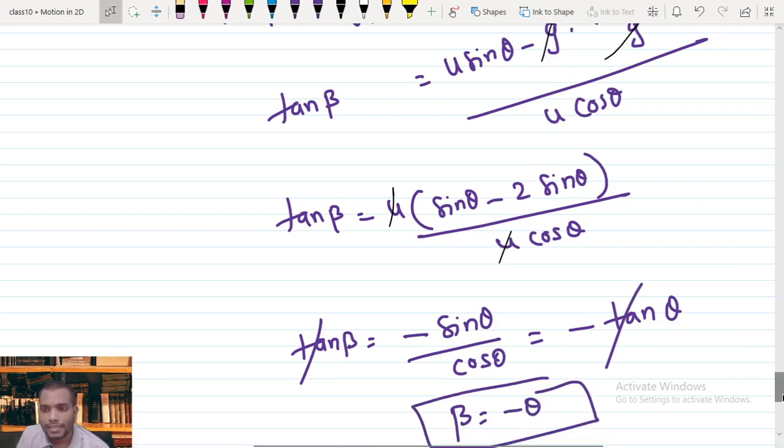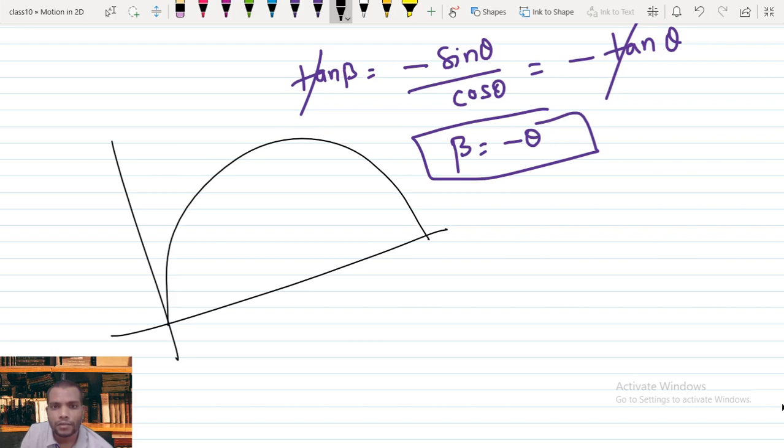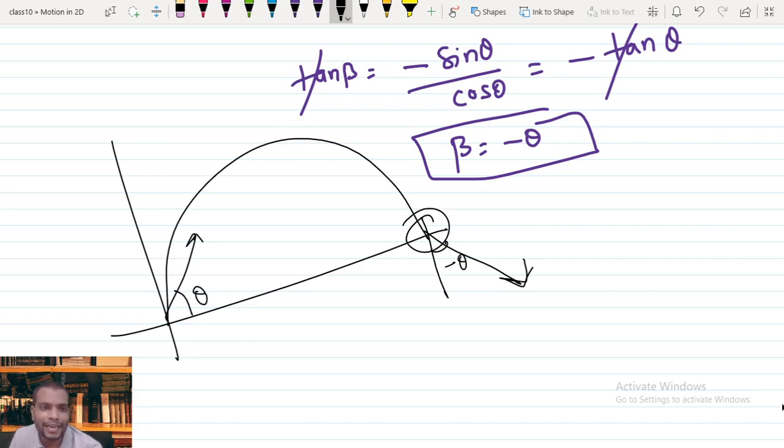So that is what I said. Suppose the projectile is launching at an angle theta. At the end the angle becomes minus theta, meaning the same angle comes but in the opposite direction. The angle at the end is exactly opposite in direction to the angle of projection.